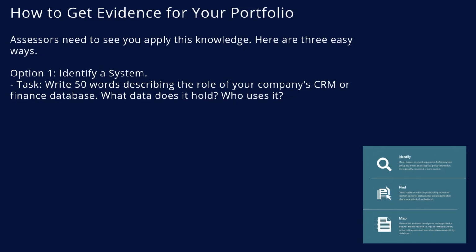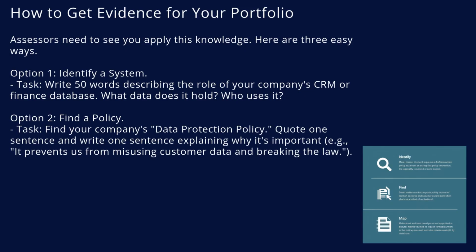First, identify a system. Write a short paragraph for your portfolio describing the role of a key system you use, like the main customer database. What is its purpose? Second, find a policy. Go to your company's intranet, find the data protection policy, copy one rule, and write a single sentence explaining why that rule exists. This shows you understand the governance aspect.